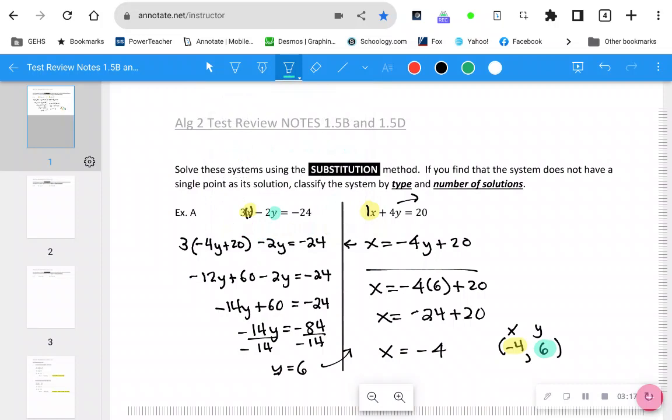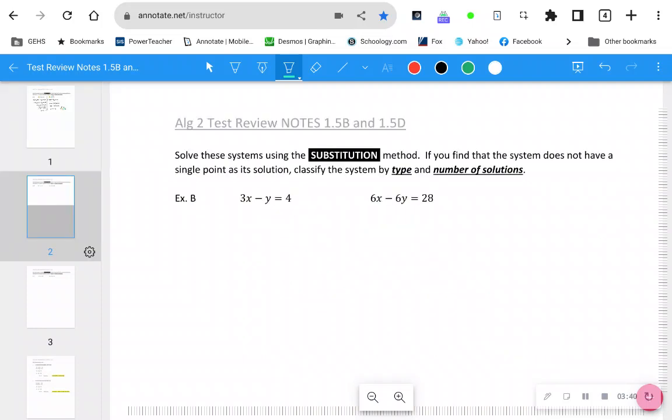And you could likewise put those x and y values over here. In fact, you should if you want to be sure it's right. So let's do it once. X is -4 times that 1. It would be -4. And 4 times 6 is 24. So -4 and 24 adds up to 20. And you've confirmed that you've done all that work right.